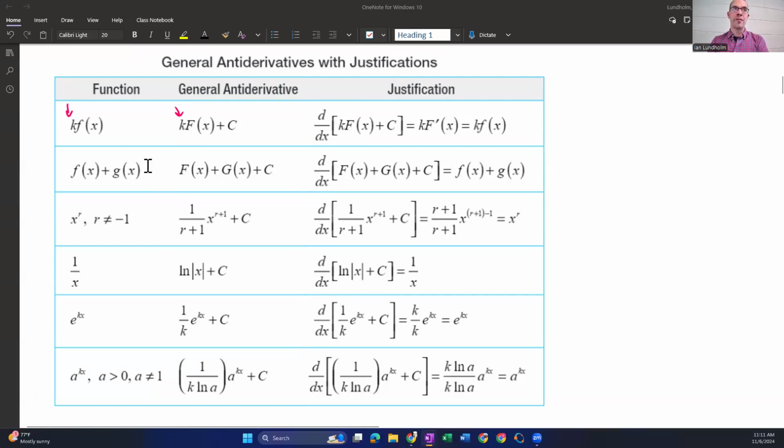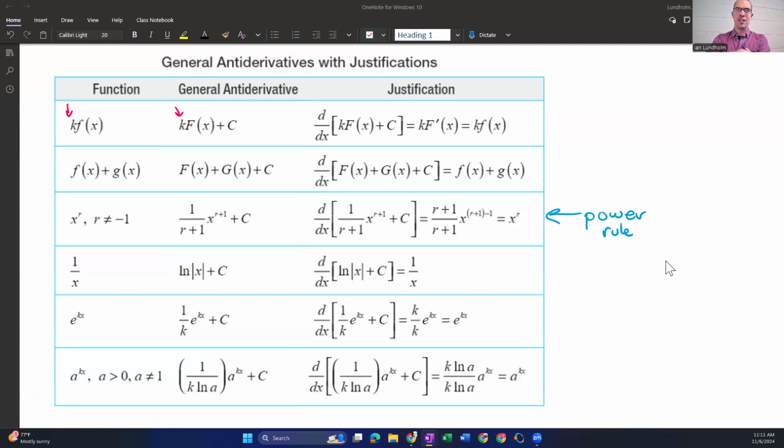Taking the antiderivative of the sum of two functions is still just the sum of their antiderivatives. So we're going to be able to take antiderivatives term by term. That's totally fine. This one is the power rule. Oh, geez, that's not how you spell power. Power rule. But it's just the opposite.